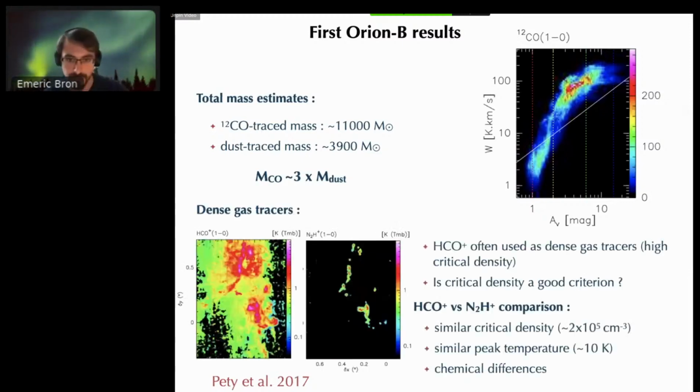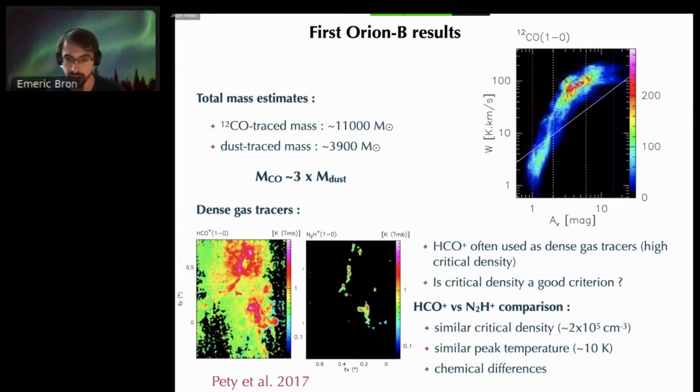Another thing that we could have a look at, for instance, is HCO+, which is very often used as a high density tracer in extragalactic observations, mainly due to its high critical density. So we can wonder whether critical density is a good criterion to define a high density tracer. And we see here with a very simple comparison of our maps. This is only part of our total map, but our map of HCO+ compared to the N2H+ map, because those two molecules have very similar high critical densities.